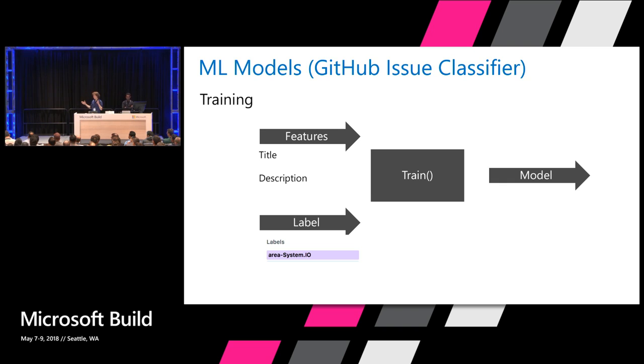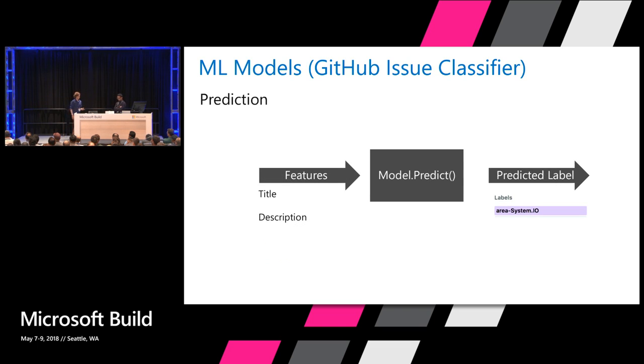So we have a large collection of these issues in the repository, and we download them and provide them together to the learning algorithm to train a model. So we have the features and the labels. Once we've trained that model, we can just provide it these features, the title and description of the issue, to get new predictions.